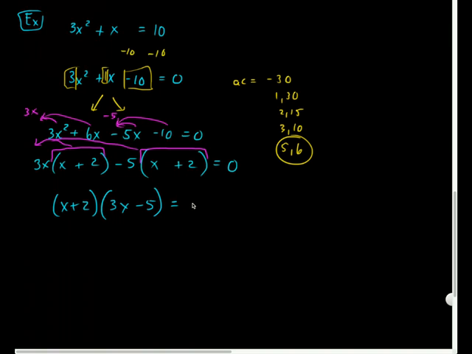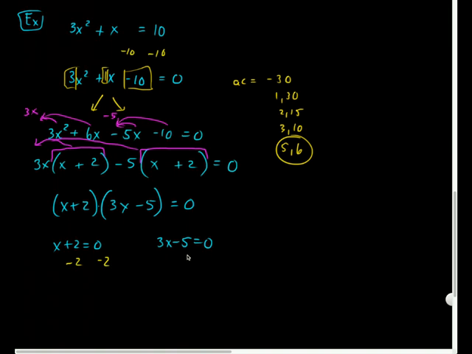So there's a pretty decent review of the AC method. But what was our purpose behind it? Well, I had an equation equal to 0. I wanted to factor it, because now I have two things that multiply to be 0. And what do I know to be true? Either x plus 2 equals 0, or 3x minus 5 equals 0. Right? So let's solve both of these.